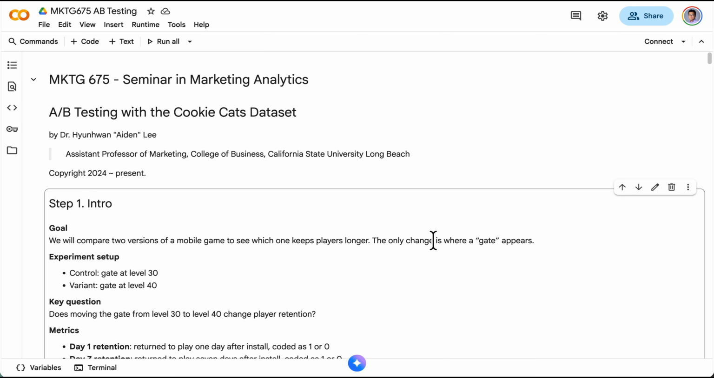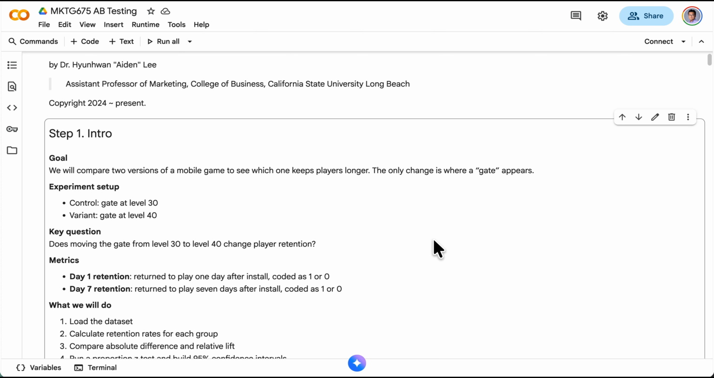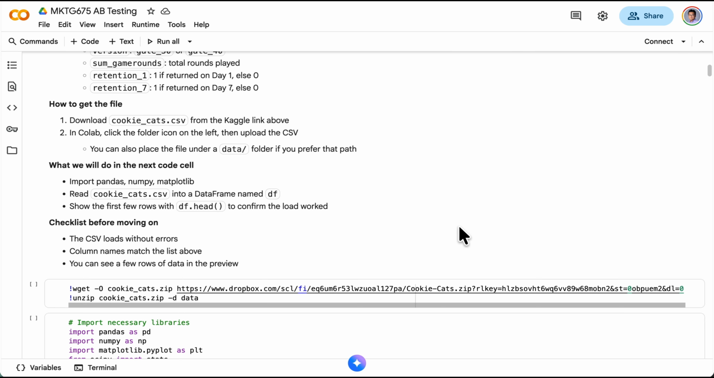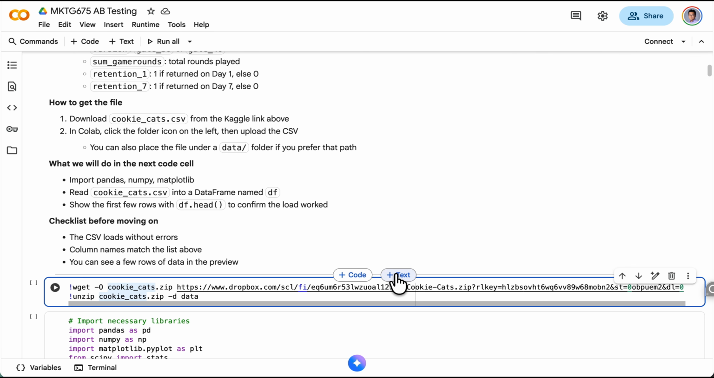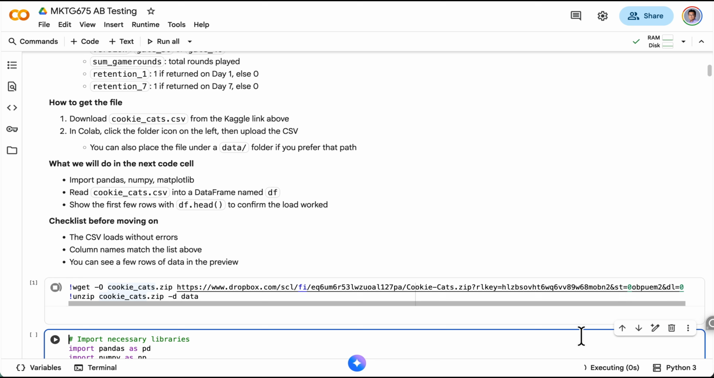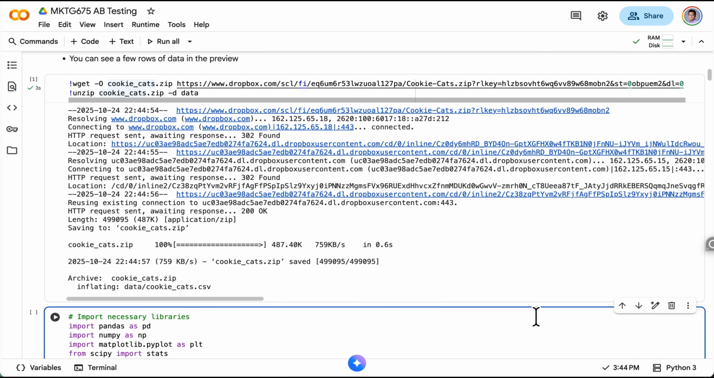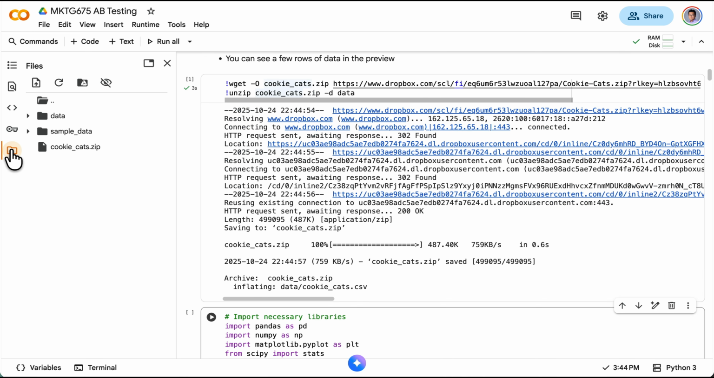Our goal today is simple: compare two versions of Cookie Cats and decide which one keeps players longer. The only thing we change is the gate position. Control at level 30 and variant at level 40. Our primary metric is day 7 retention and day 1 is secondary. The plan is load the data, compute group retention, summarize effect size, and later run a statistical test with confidence intervals. Keep in mind the clean test rules: random assignment, one change at a time, and a fixed test window.